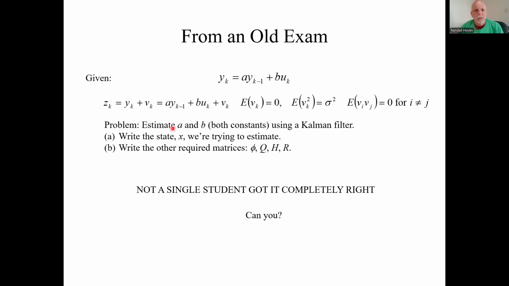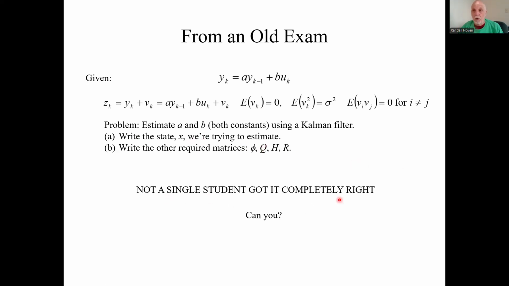Our job is to estimate the A and B. This is a system identification problem. We can do it sequentially or recursively now. As we keep getting more data, we can keep cranking out better and better estimates. So write the state we're trying to estimate.